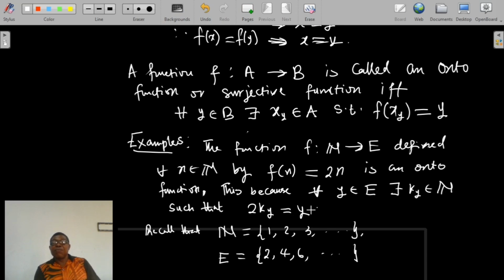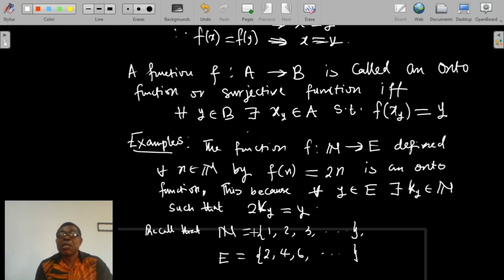So, in fact, it's true because every even number can be written in this form, where k sub y is a natural number. Please, let us be careful here. This k is k sub y, not k times y. K sub y.